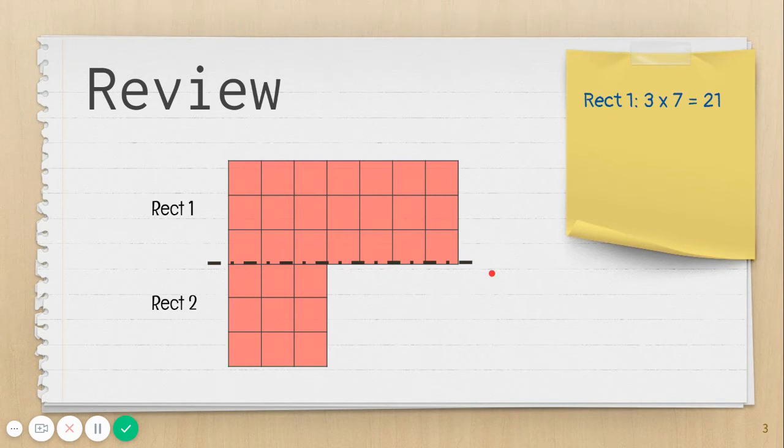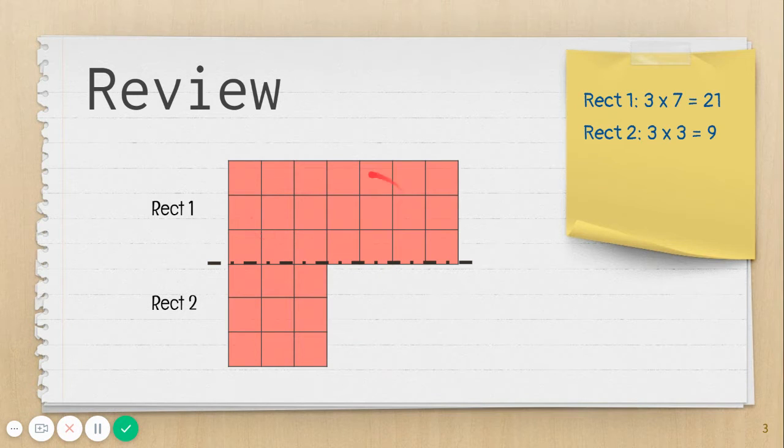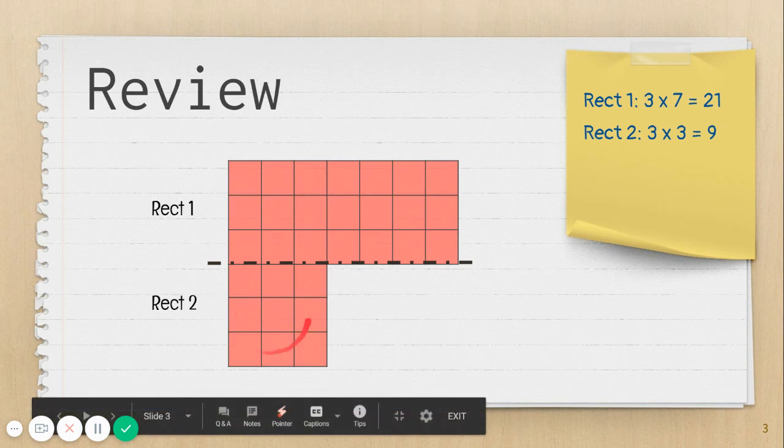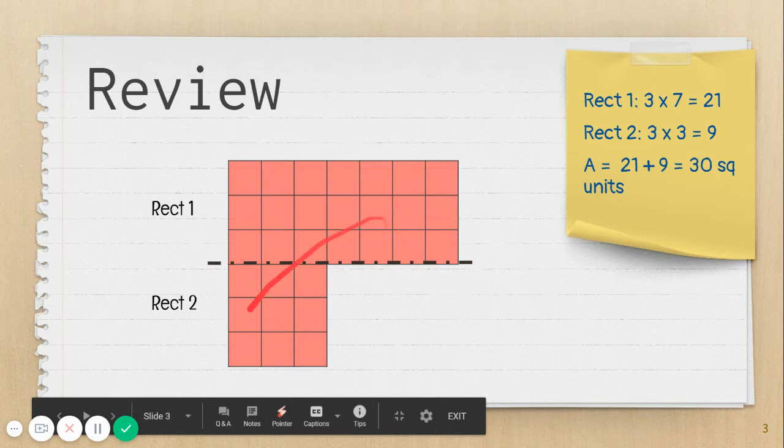If I cut it this way, I have a length of 3 and a width of 7. 3 times 7 equals 21. On rectangle 2, I have a length of 3 and a width of 3. 3 times 3 equals 9. So that means my top rectangle has an area of 21 square units, and my bottom rectangle has an area of 9 square units. If I add them together, 21 plus 9, that equals 30 square units. So my entire figure, the whole thing, has an area of 30 square units.